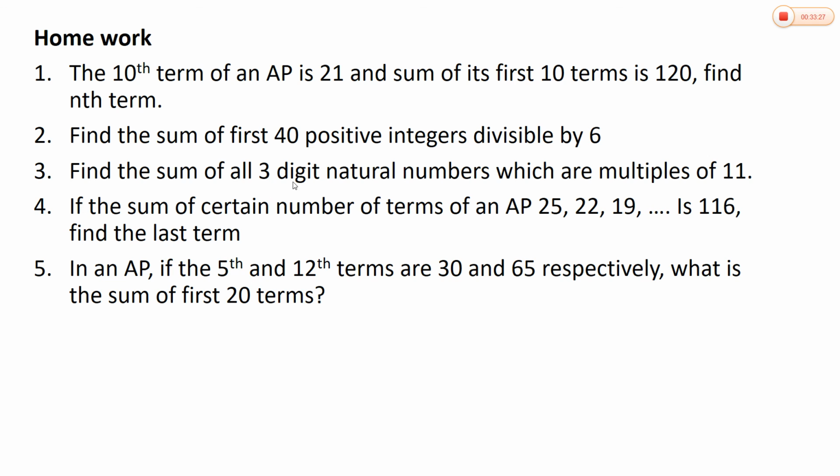Find the sum of all 3-digit natural numbers which are multiples of 11. Fourth question is if the sum of certain number of terms of the AP 25, 22, 19 is 116, find the last term. The sum is given, you have to find the last term. In an AP, if the 5th and 12th terms are 30 and 65 respectively, what is the sum of first 20 terms?